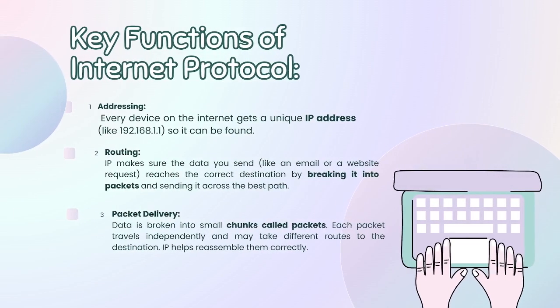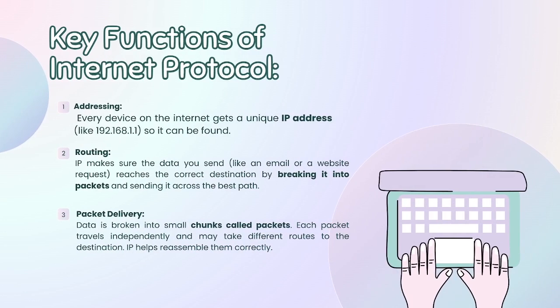Key functions of Internet Protocol. Number 1, addressing. Every device on the Internet gets a unique IP address, so it can be found. Number 2, routing. IP makes sure that the data you send, like an email or a website request, reaches the correct destination by breaking it into packets and sending it across the best path.